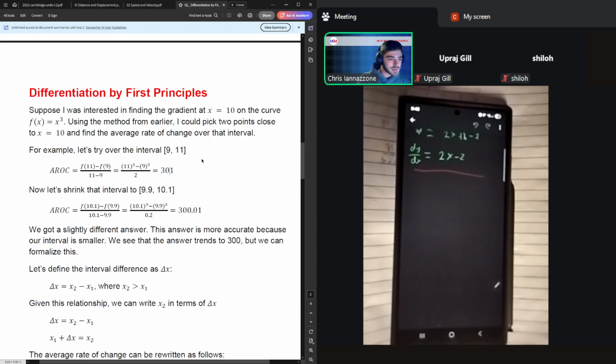We can actually see a pattern here. This is essentially getting closer and closer to 300. And so what we essentially say is that the rate of change at x equals 10 is going to be 300. That's more of an eyeballing it approach. There is a mathematical equation behind it, but this is more so just the concept through which it was birthed.